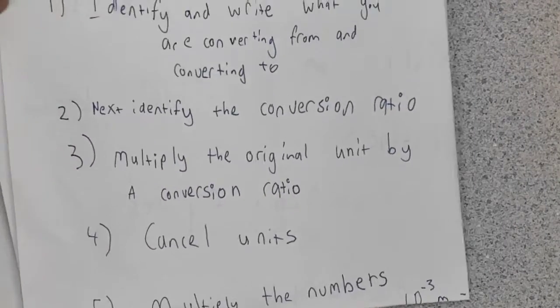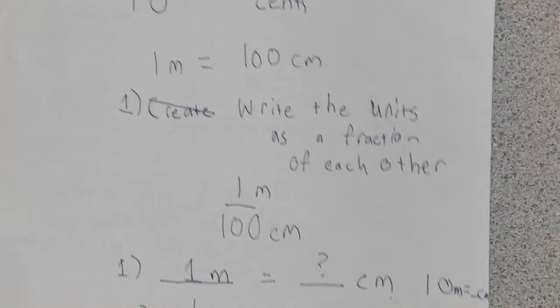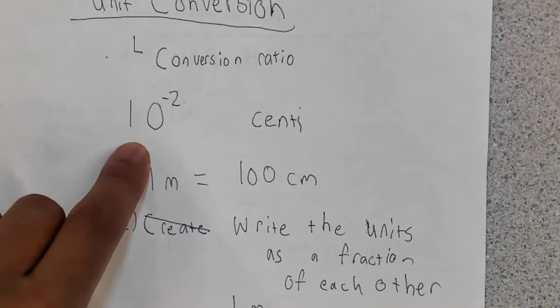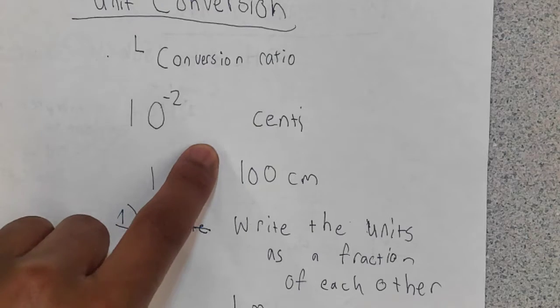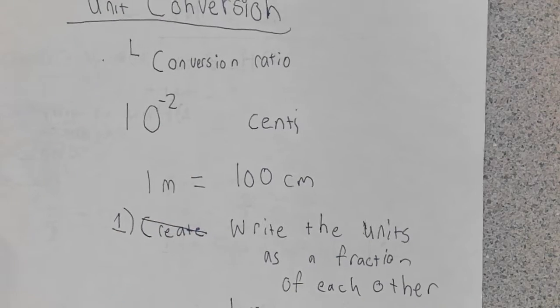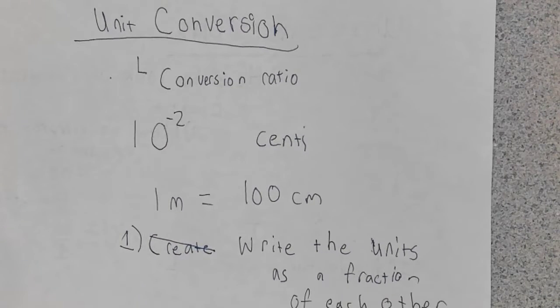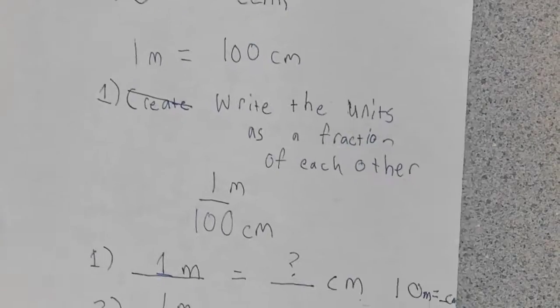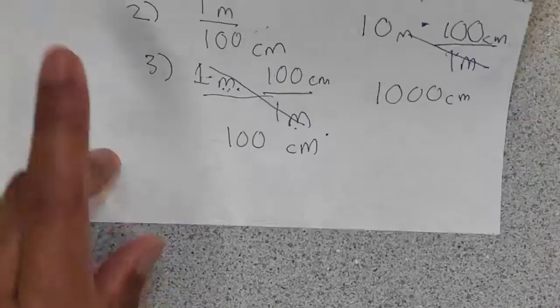Following these 5 steps will lead you to success. You won't always have the conversion ratio memorized, so you might have to follow that process that I showed in the last video by looking at a conversion chart. So it's as straightforward as that. That's the process. Using these steps, you'll be able to solve any problem involving unit conversion.